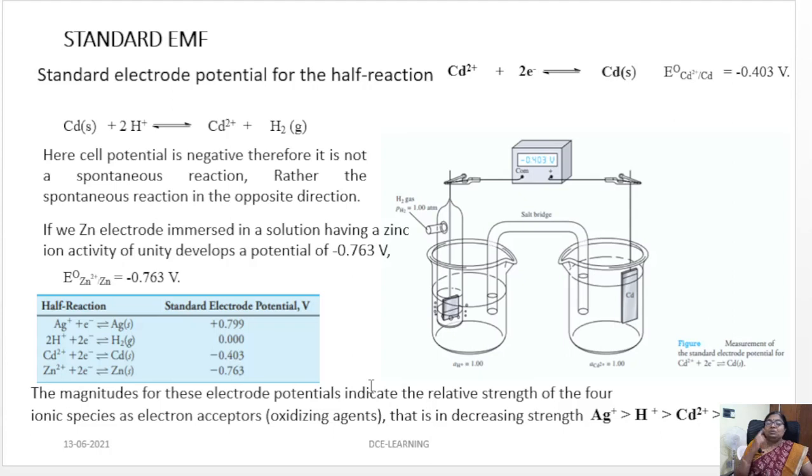Once you know that, you see why silver shows a positive value when connected with the standard hydrogen electrode. Cadmium and zinc show reversal in the flow of electrons, that is, the opposite direction. Therefore the galvanic cell deflects from right to left.